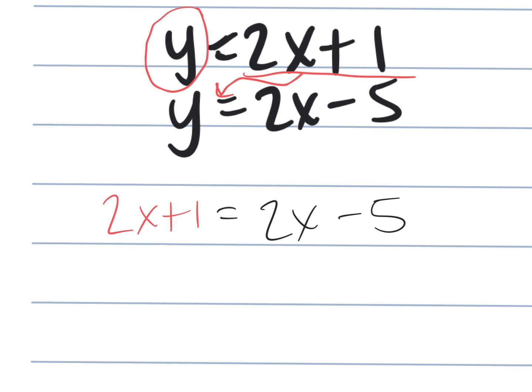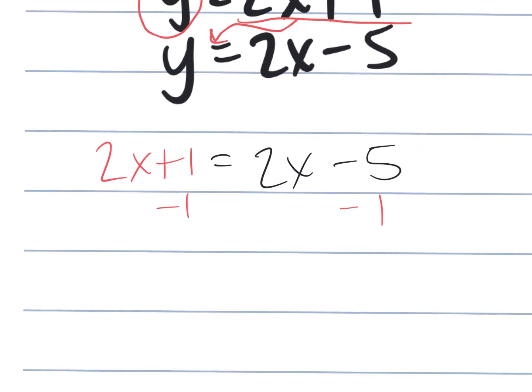Kyra, what would you do here? Subtract 1. Subtract 1. Perfect. And you subtract off the 2x. And I just get 2x equals 2x. No.